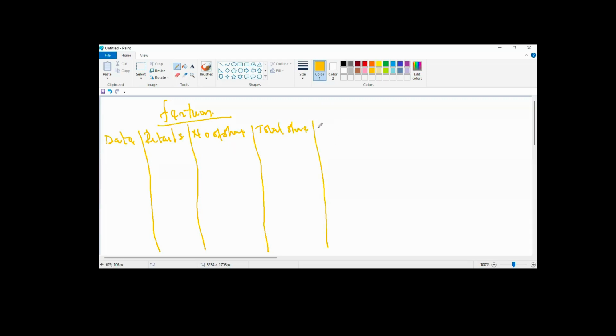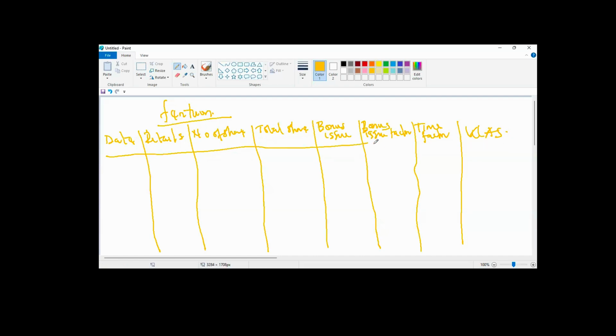I will say, oh, he has a bonus issue. He has a right issue too. Bonus issue factor. Oh, that's all. Time factor. Then the weighted. Now the table. This is it.